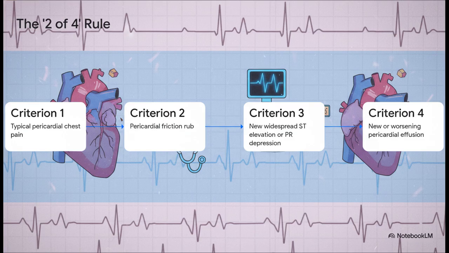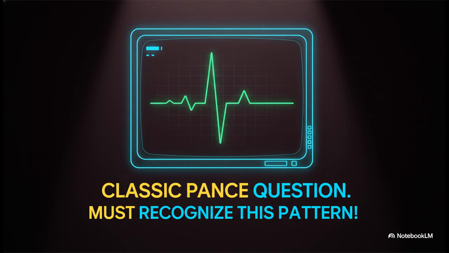The 2 of 4 rule. To officially diagnose acute pericarditis, you just need 2 of these 4 things. It's the perfect mental checklist to run through when you're faced with one of these clinical vignettes. Super easy to remember. Okay, hey, if you're multitasking, come back to me for this one.